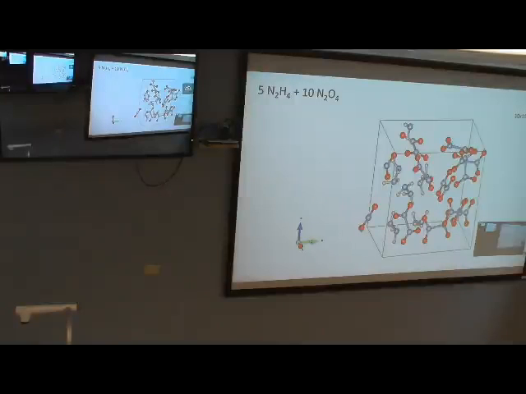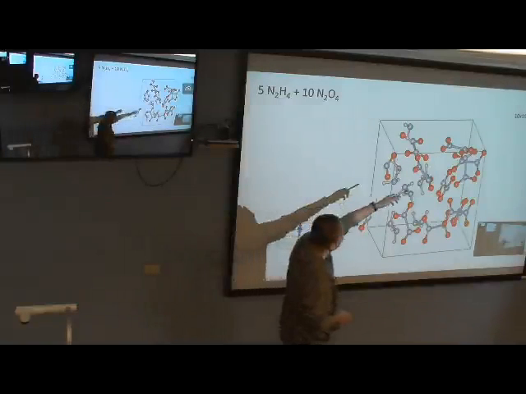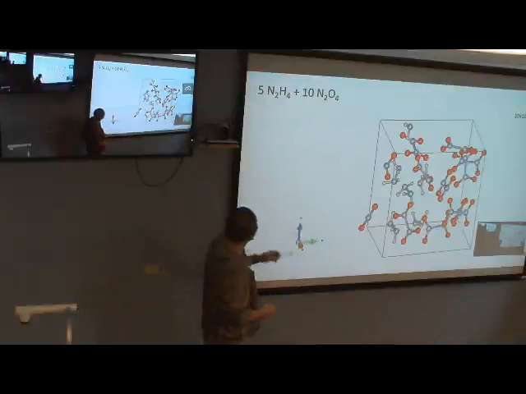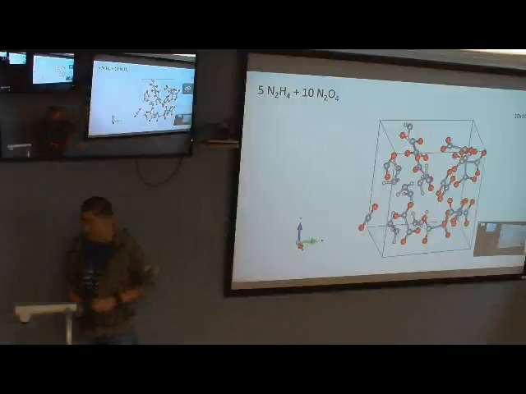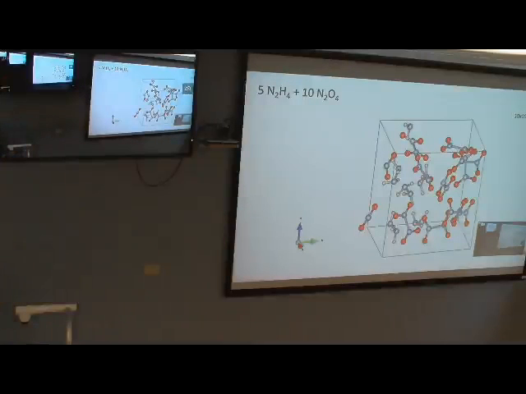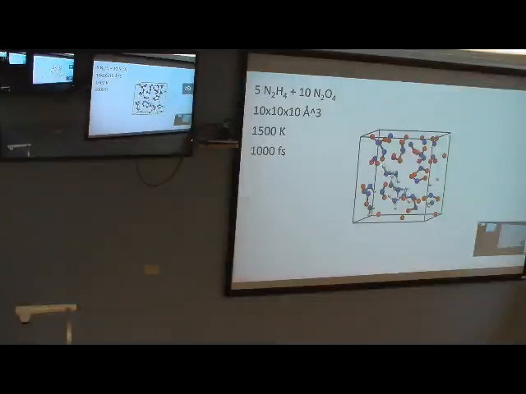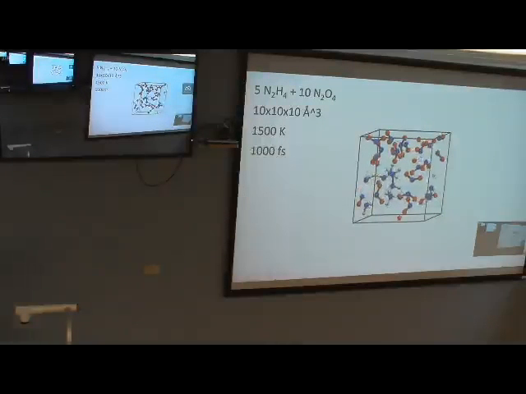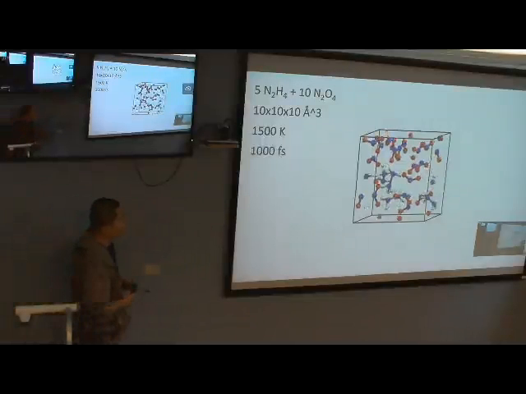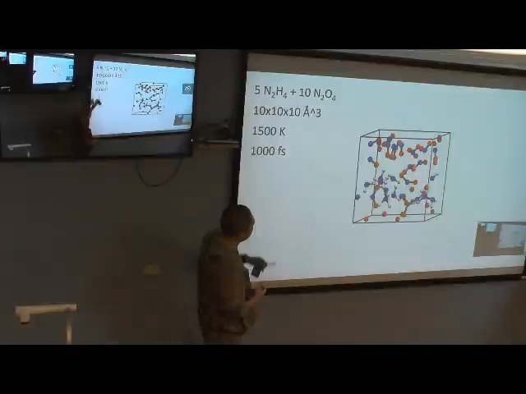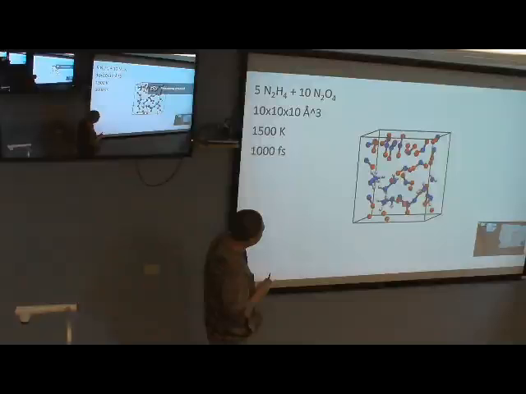So here is one model I have. This is for hydrogen. And here are the cell parameters, and we have 5 hydrogens. This is just regular molecular dynamics at 1500 Kelvin.